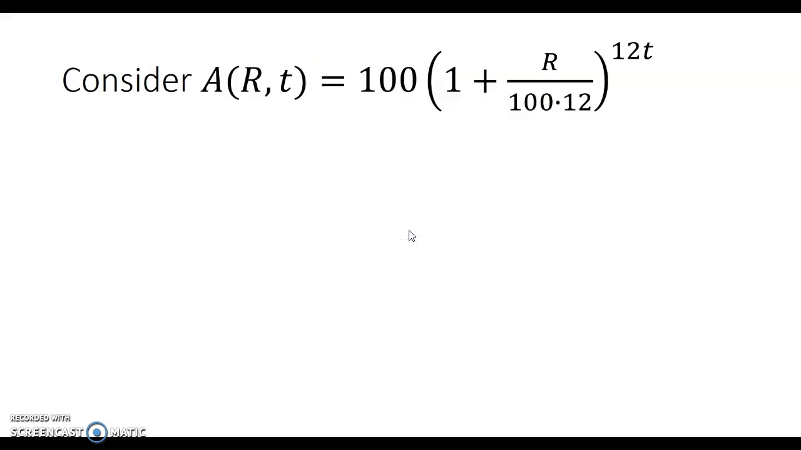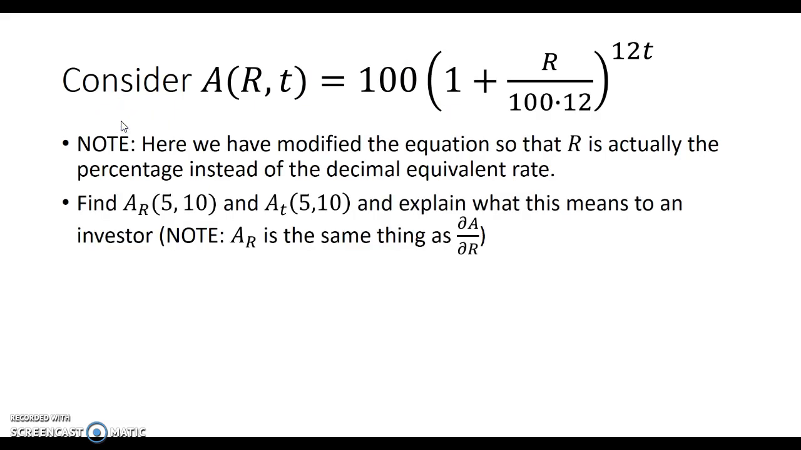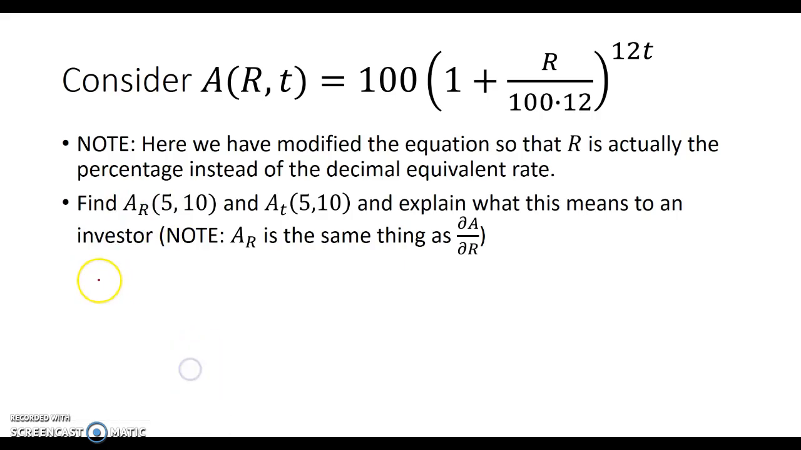Okay. So now we can return to our function here, which was the compound interest formula, and this was reduced to just 2 variables, r and t. And now I want to ask the question, compute these 2 things and explain what this means to an investor. Well, this is just another way of saying we want to take the partial derivative of a with respect to r, and the partial derivative of a with respect to t.